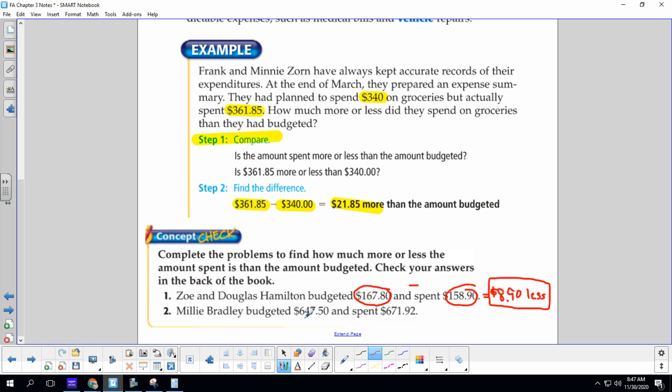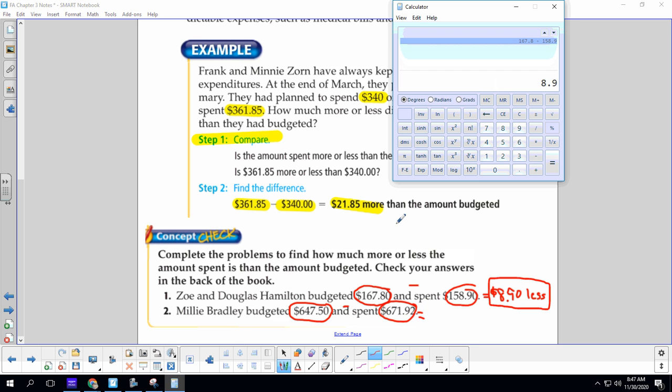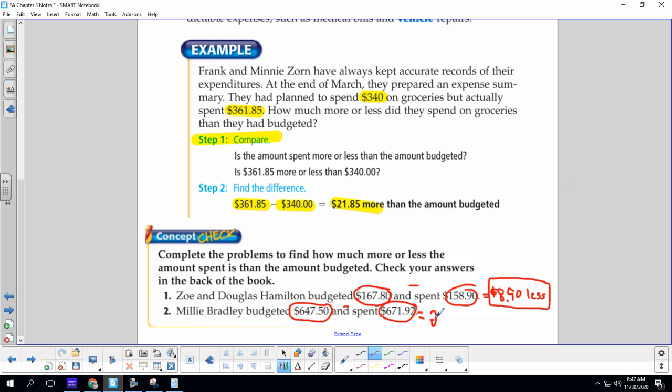And then here's our last example. $647 is our budgeted, spent $671.92. So we're going to throw that in our calculator minus our amount we spent. When I write my answer, I'm ignoring the sign, because the sign tells us, did we spend more or less than we budgeted? And in this case, we spent $24.42 more.